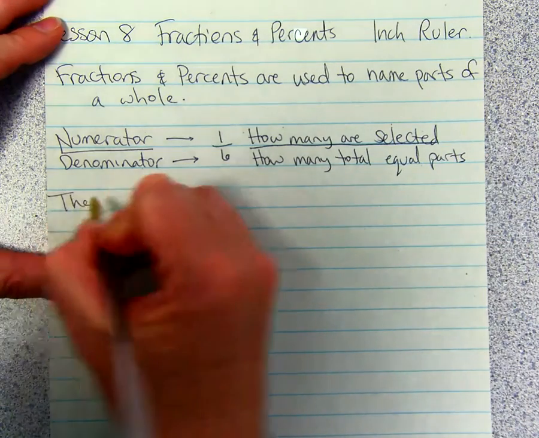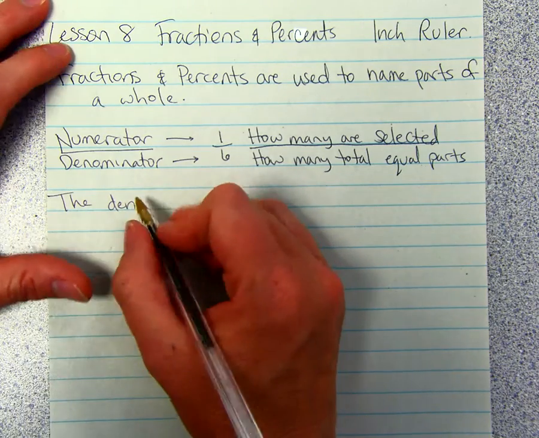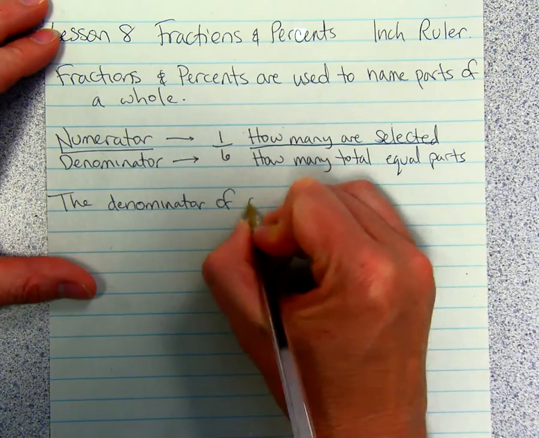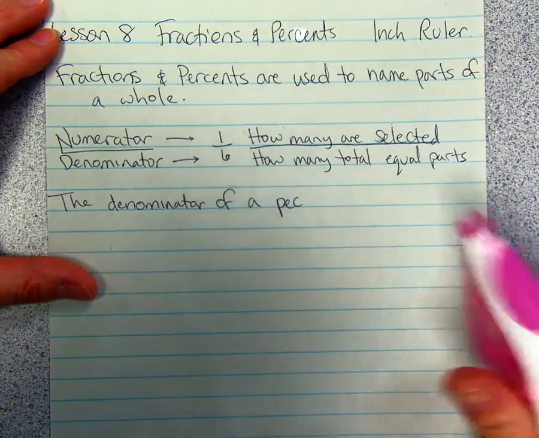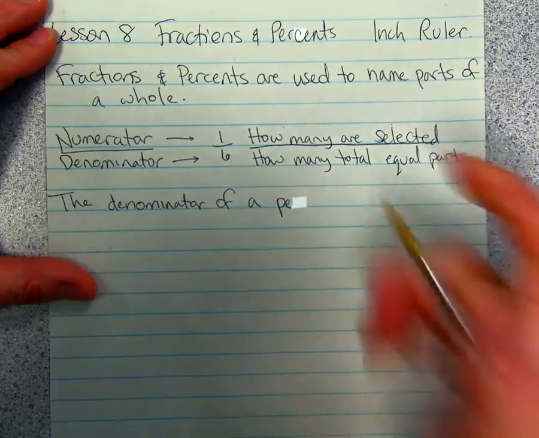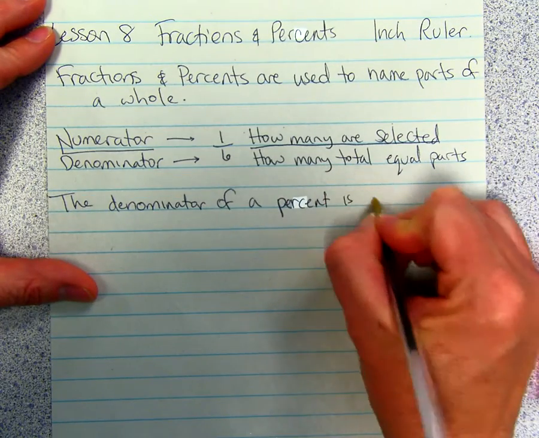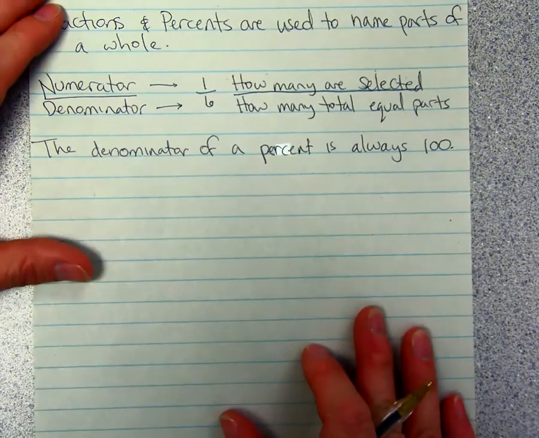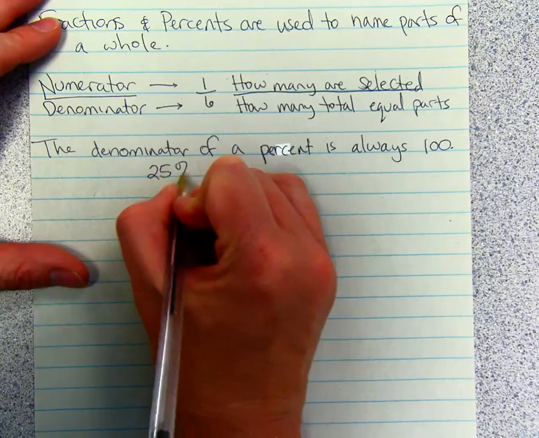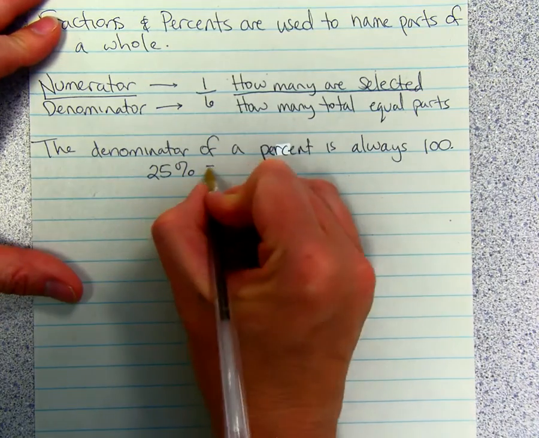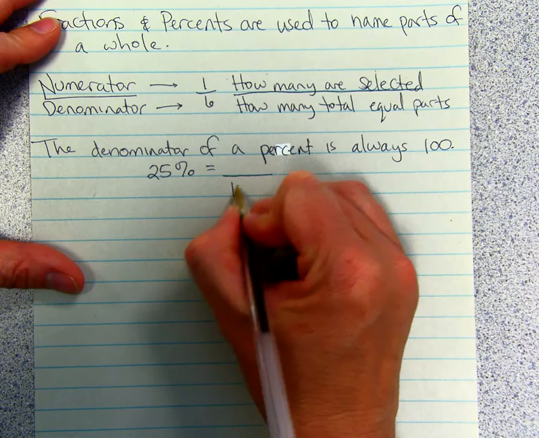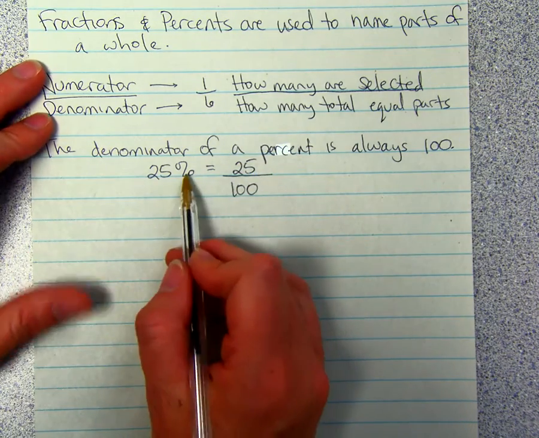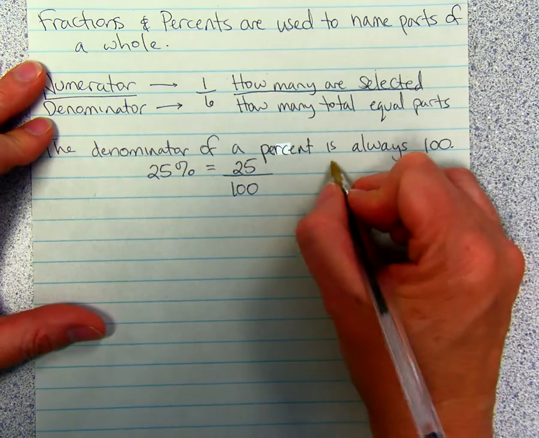The denominator of a percent is always 100. So if I had, say, 25% and I wanted to rewrite that as a fraction, I put the 100 in the denominator and the 25 in the numerator. So the percent sign actually means out of 100.